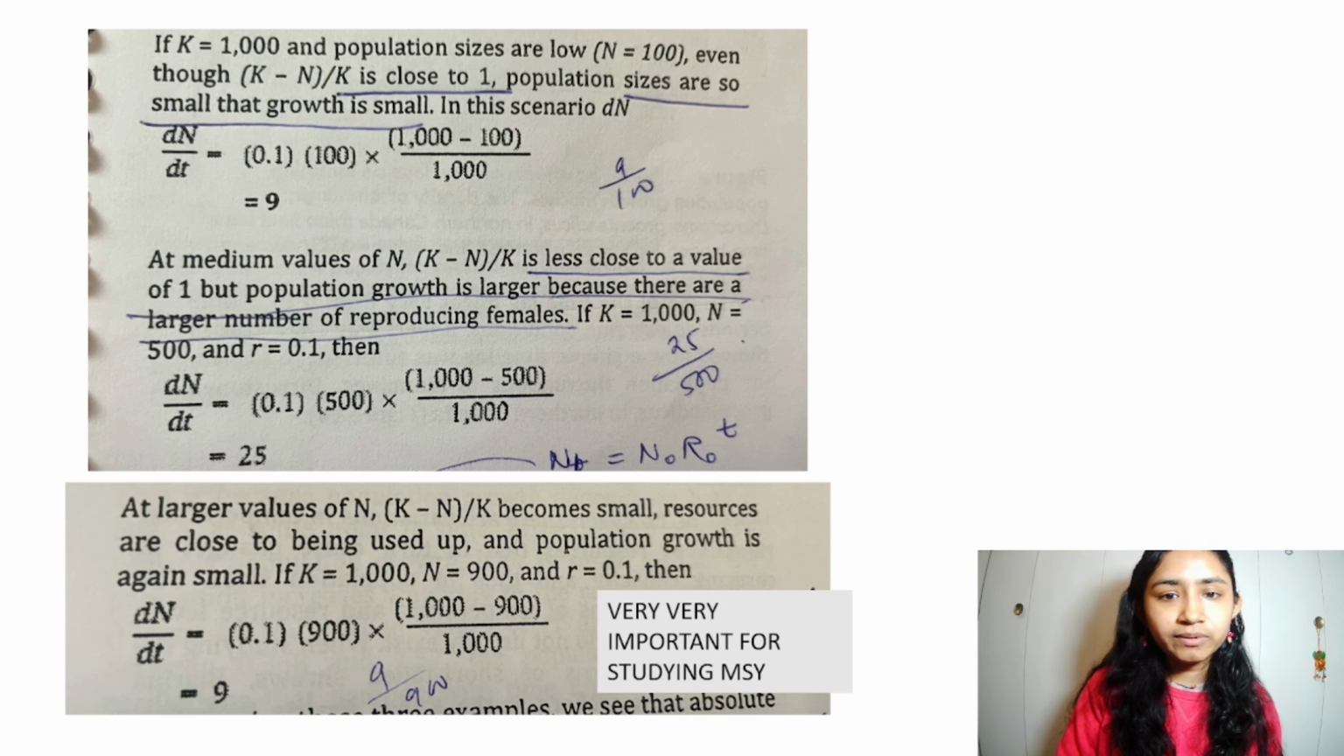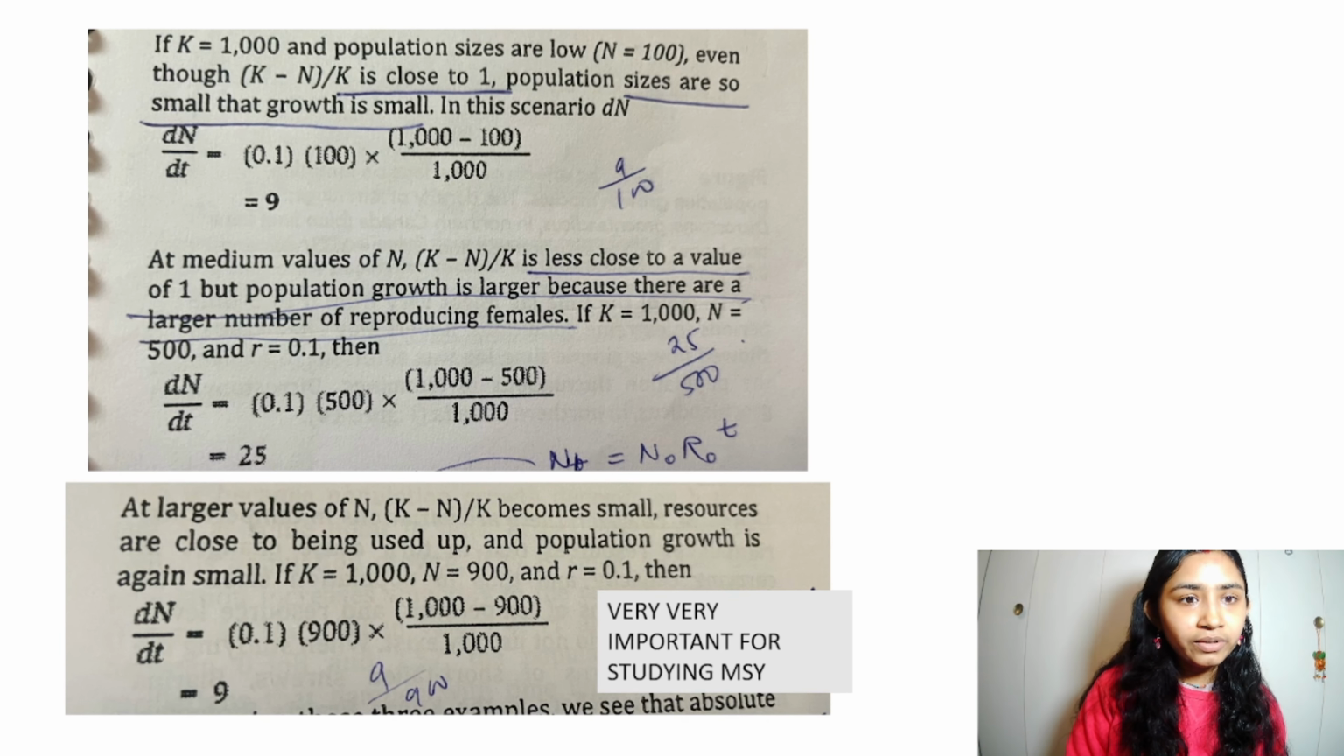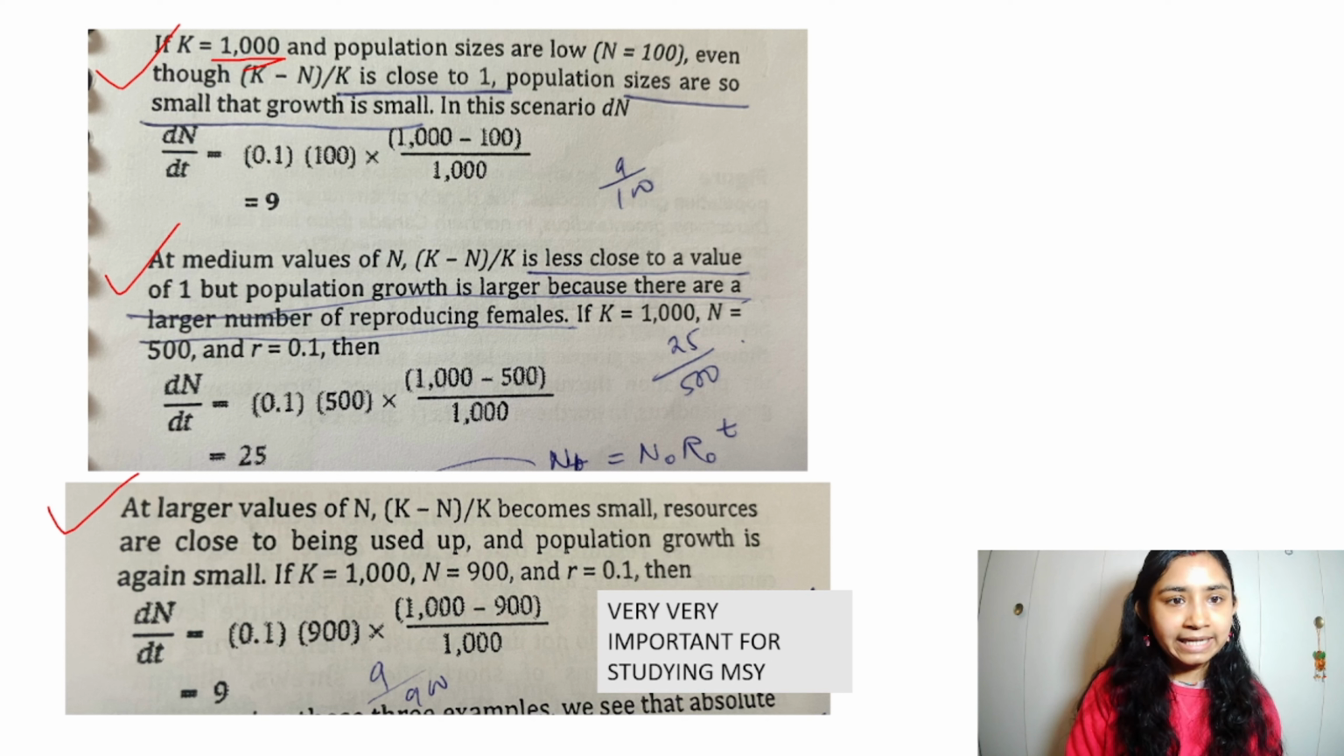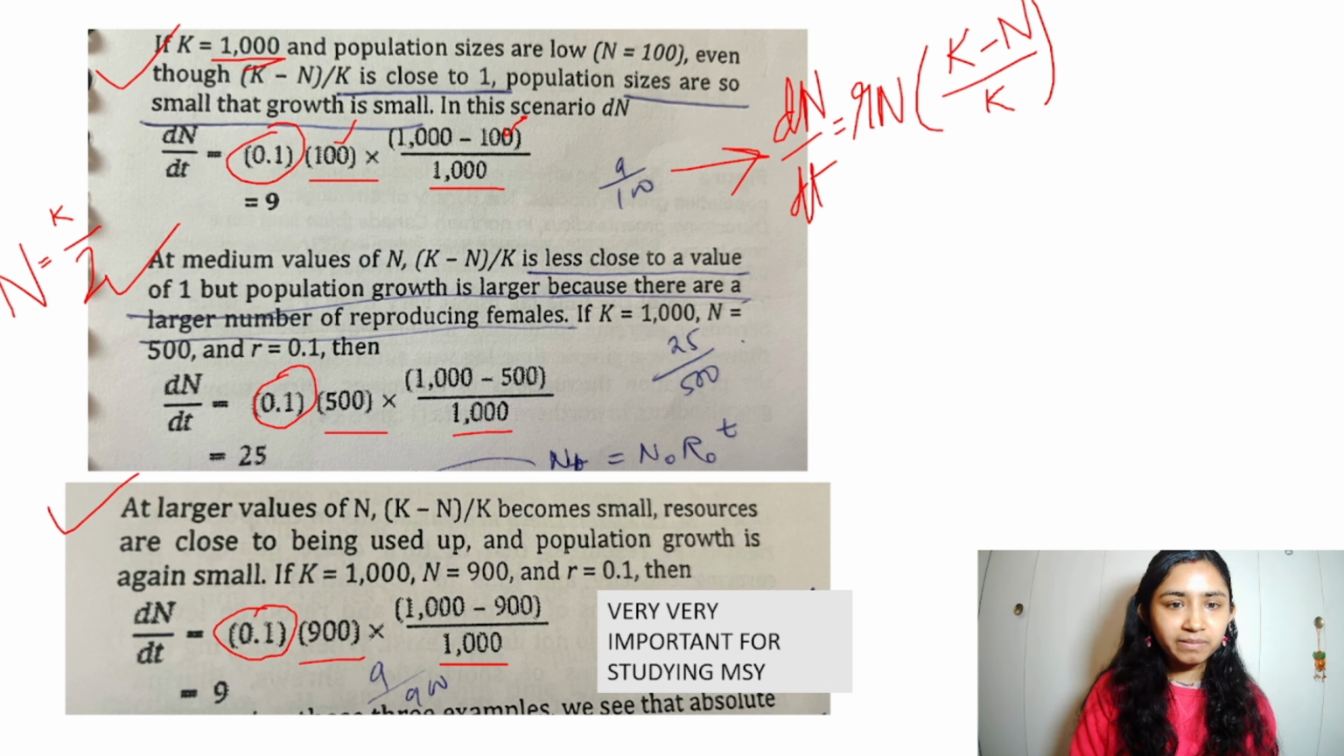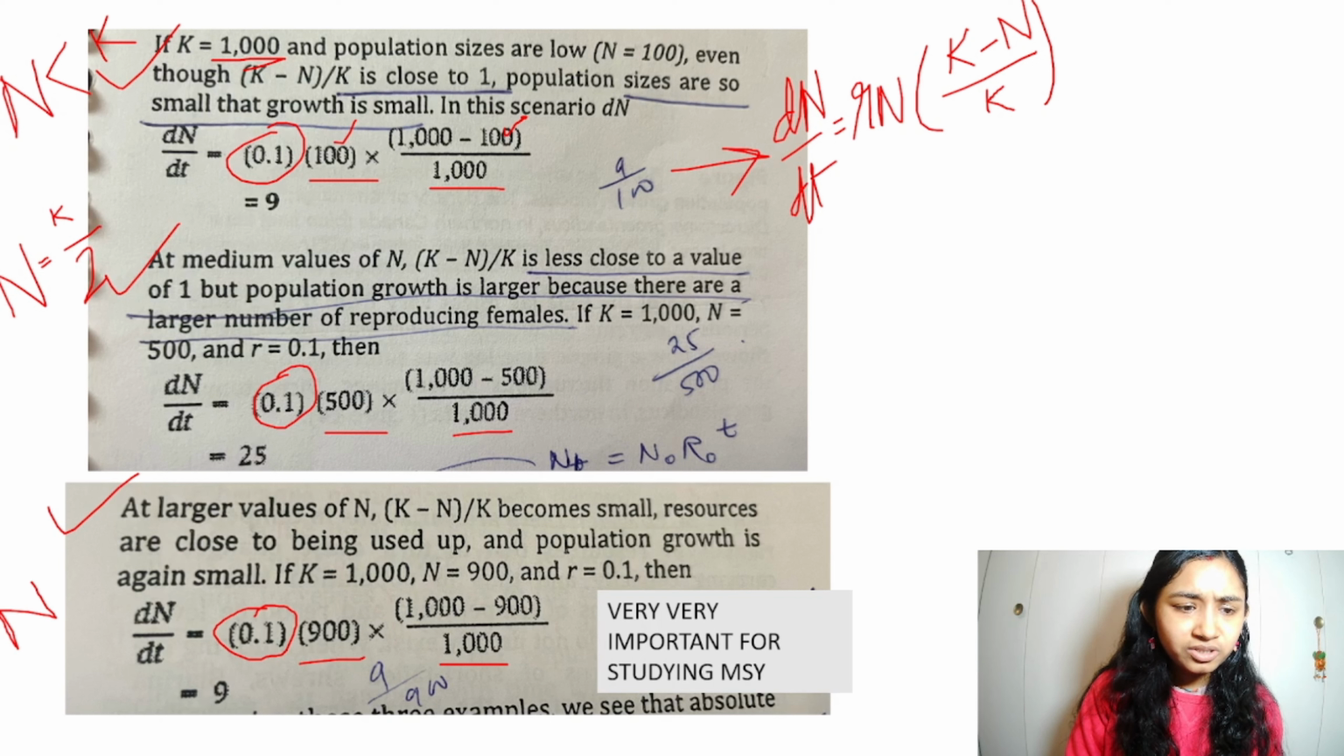So let's see this with a mathematical example. If your carrying capacity is 1000, I have 3 situations: when your N is low, when your N is medium, and when your population size is very high. Let's understand this by a very simple mathematical example. Here your N is much less than the carrying capacity, here your N is half of the carrying capacity, and here your N is much higher than the carrying capacity.